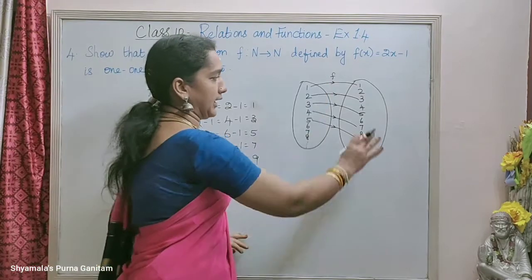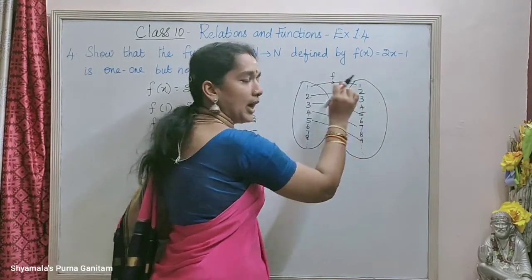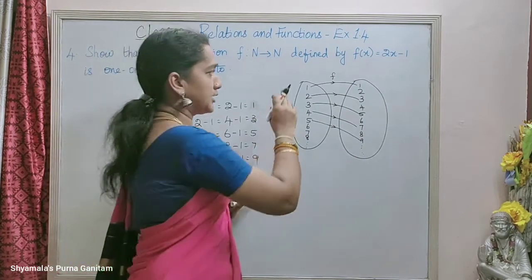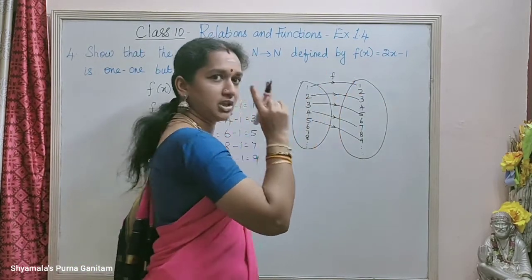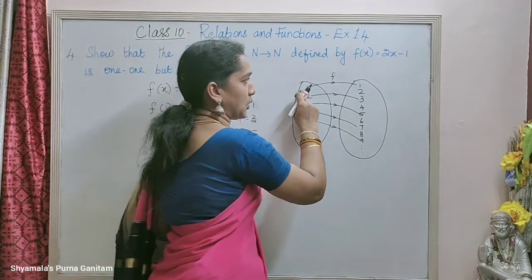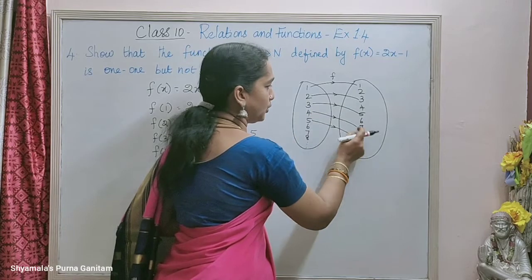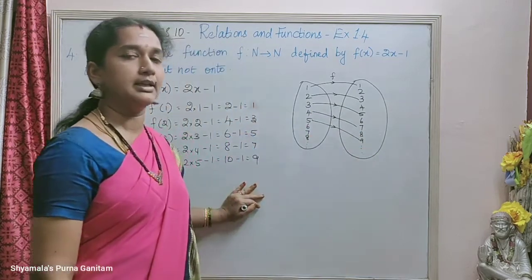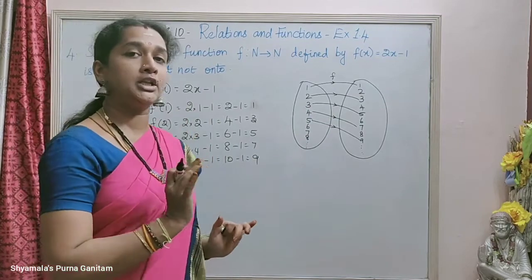So from the arrow diagram, it is clear that one element has only one image. One element is connected to another element through the function with only one element. So this is 1 to 1, 2 to 3, 3 to 5, 4 to 7, 5 to 9. So this is a one to one function. But it is not onto.